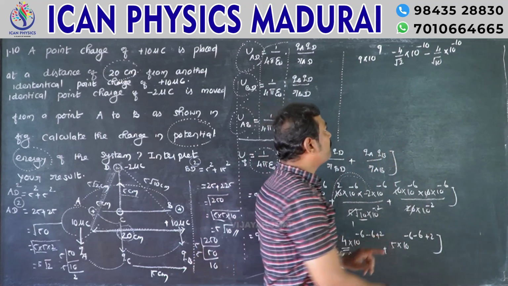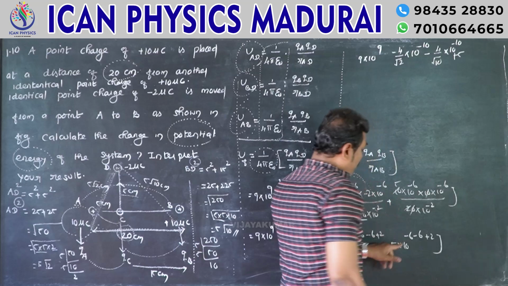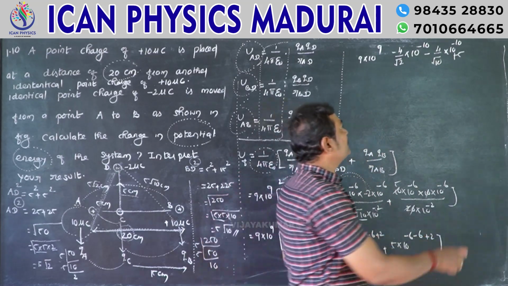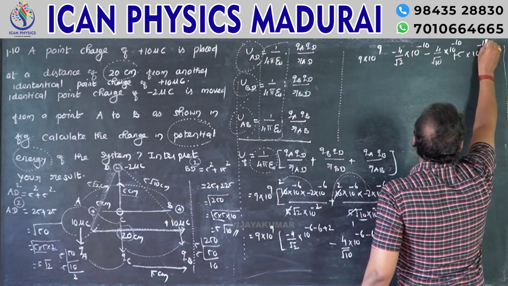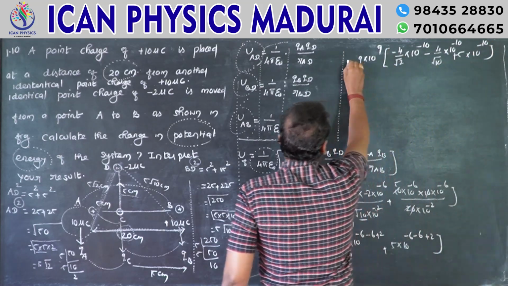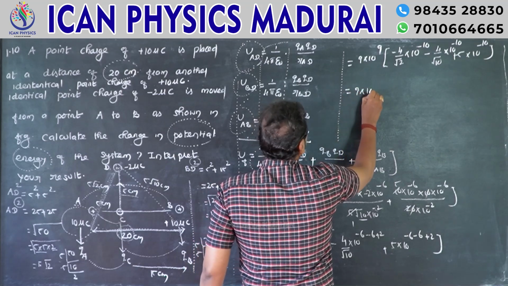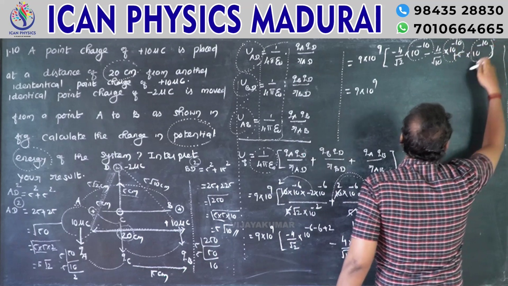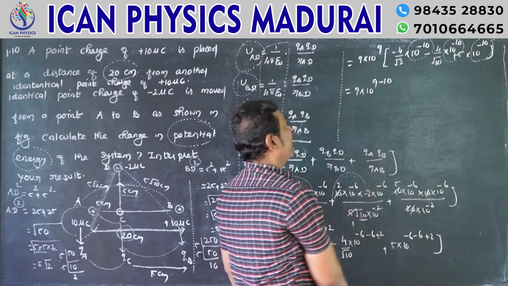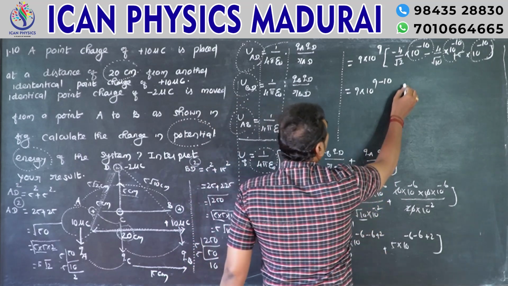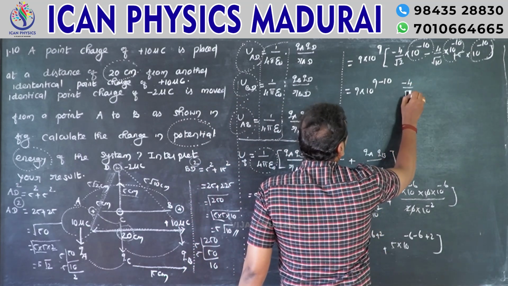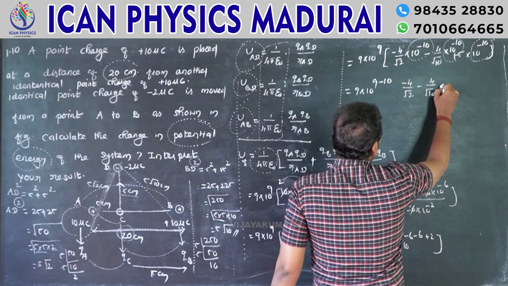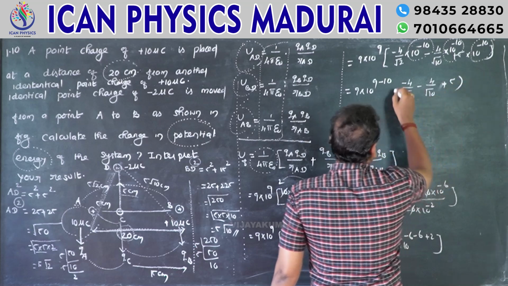Here we are having plus 5 into 10 to the power minus 10. 9 into 10 to the power 9. So in all the terms we are having 10 to the power minus 10 as a common. So minus 10 can be taken as common. So what about the remaining? Minus 4 by root 2 minus 4 by root 10 plus 5.